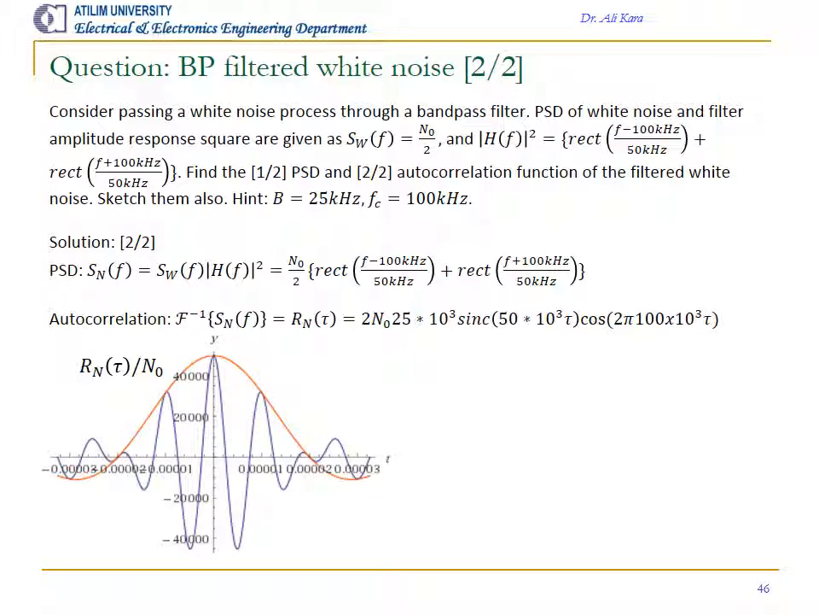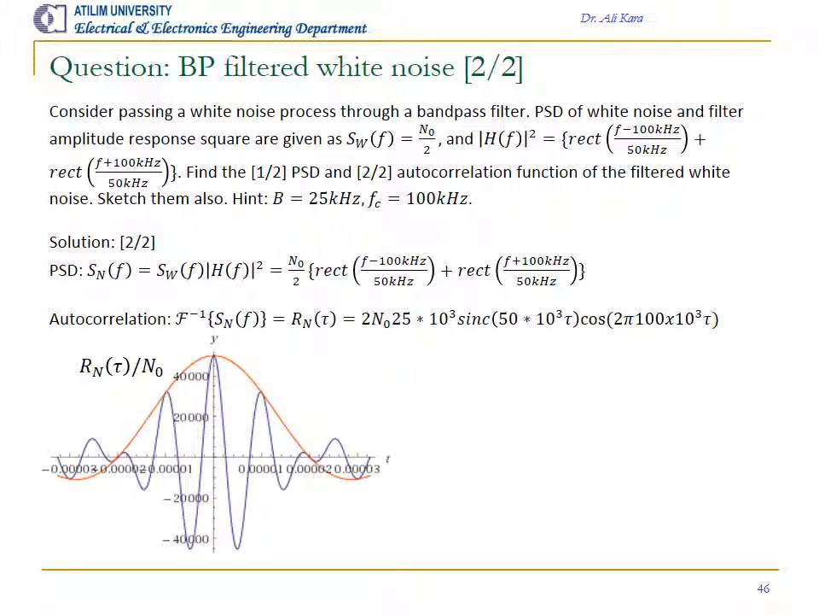Question: BP filtered white noise in two parts. Part 2. Consider passing a white noise process through a bandpass filter. PSD of white noise and filter amplitude response square are given as SW of f equals N0 over 2, and H of f amplitude square equals rect of (f minus 100 kHz) over 50 kHz plus rect of (f plus 100 kHz) over 50 kHz. Find the PSD in Part 1 and autocorrelation function of the filtered white noise in Part 2. Sketch both of them.